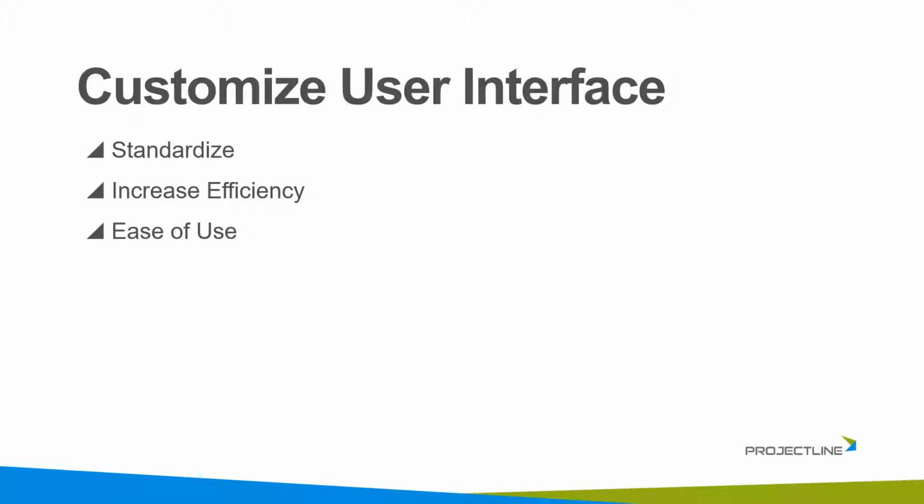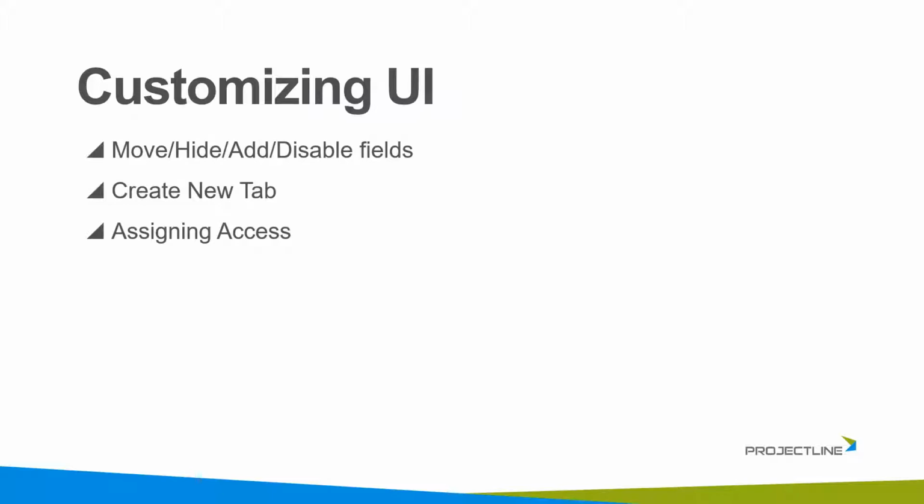It increases efficiency by moving or hiding fields that do not pertain to your company, showing only relevant information. It can also create a more logical flow for users to enter data into the system. It is very easy to use by simply dragging and dropping the field to a new location. During this webinar, we will be showing you how to move, hide, add, disable fields, create new tabs, and assign access to these templates that we create to specific users.